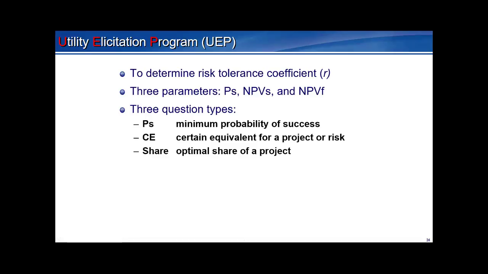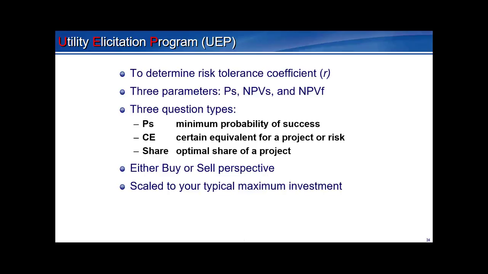PS type, you judge the minimum probability of success to accept or retain a risk. CE, you judge the certain equivalent of a risk. And share, you judge the optimal share you want of a large economic project. Questions may be worded in either project buy or sell perspectives. The generated questions are random but reasonably scaled to your maximum typical investment amount. Based on your answer, UEP calculates R. Next are examples of the three question types.